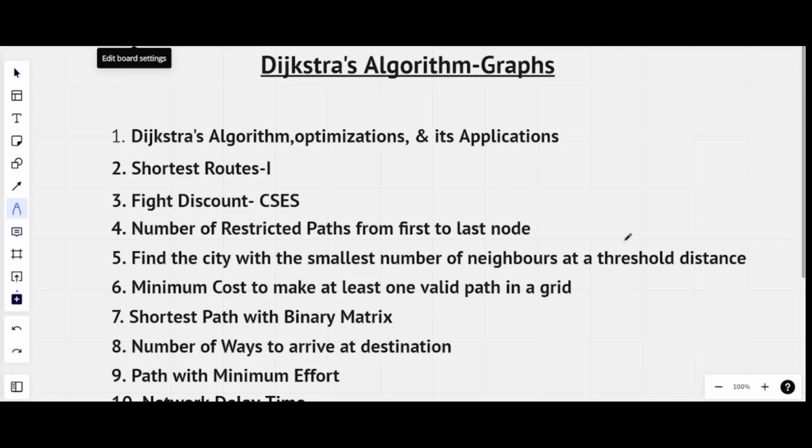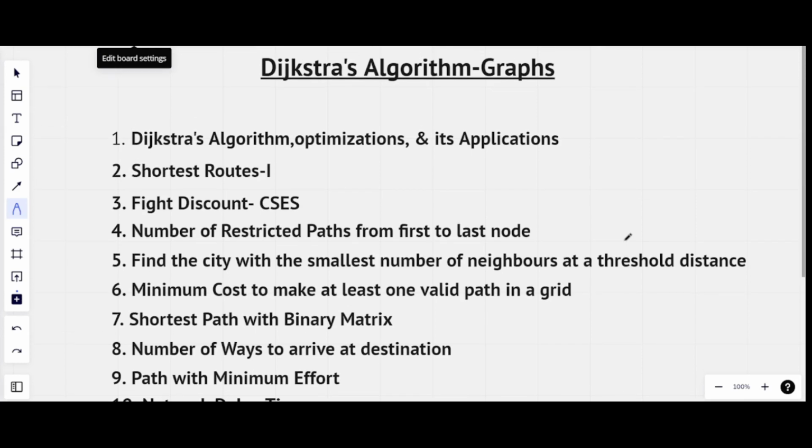We'll also be solving a few problems which contain the application of Dijkstra algorithm along with other advanced concepts like dynamic programming. So to learn all these things, stay tuned with me. I hope to see you all in my next video where I'll be discussing the concept of Dijkstra algorithm and its applications.